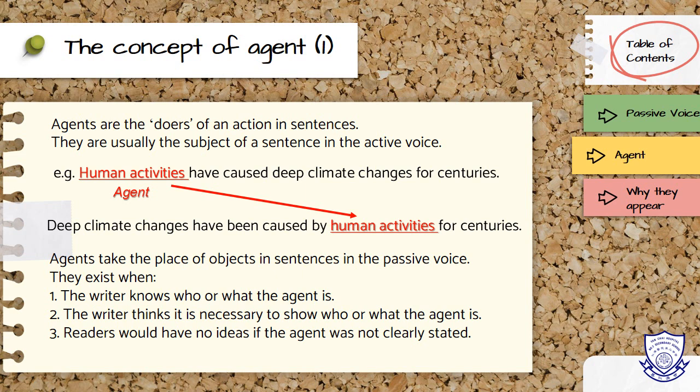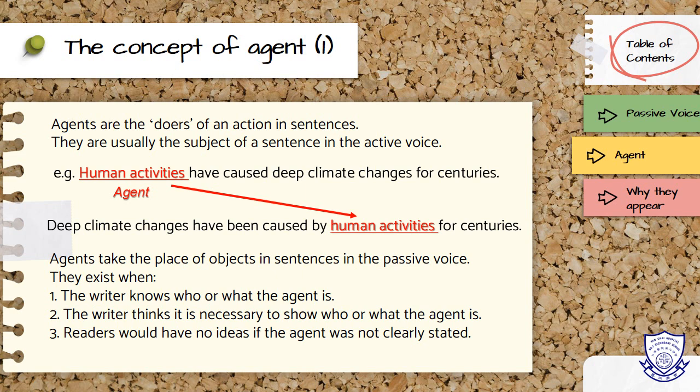So take a look at the example. Human activities have caused deep climate changes for centuries. It is a sentence in the active voice. If it is rewritten in the passive voice, it should read, deep climate changes have been caused by human activities for centuries.